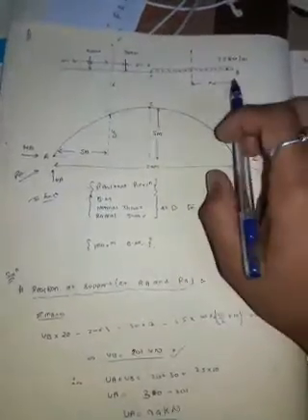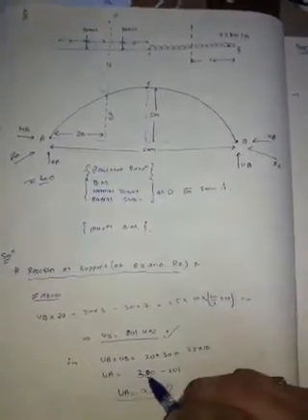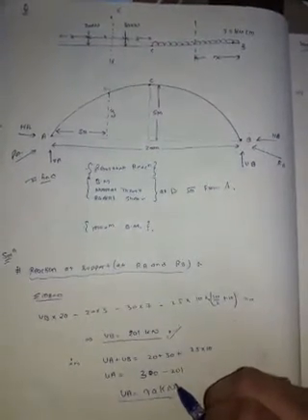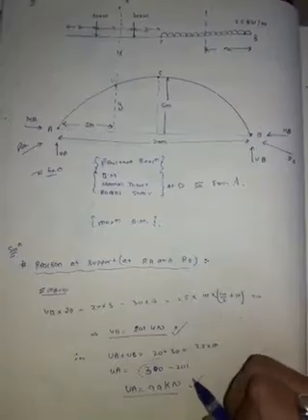So VA plus VB is equal to the total load, that is 20 plus 30 plus 25 multiplied by 10. So VA is equal to 300 minus 201, where 300 is the total load, that is VA is equal to 99 kilonewton.